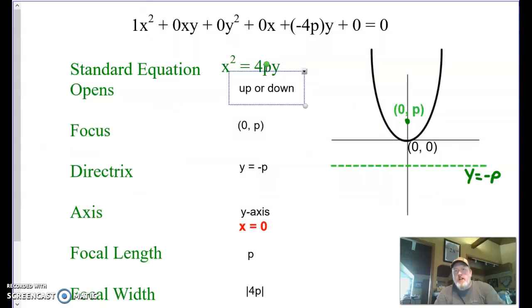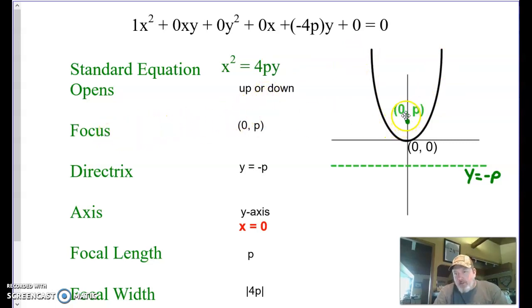Okay, we are going to start with x squared here, and what you're going to see today is this standard equation. Don't worry about this up here. That's when it's all multiplied out. We're not going to mess with that right now. So the standard equation is right here. x squared equals 4py. Remember, 4p is the focal width. Whether it opens up or down depends on whether this number is positive or negative. So if this was 8y, it's going to open up. If it was negative 8y, it's going to open down.